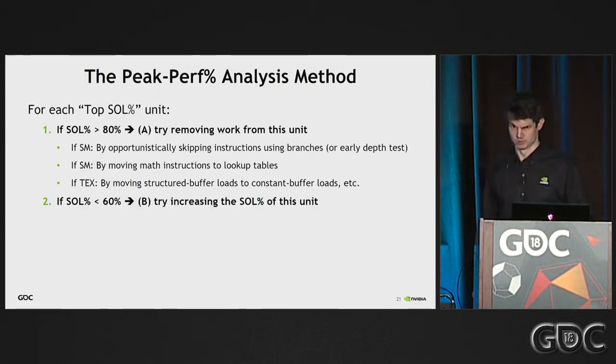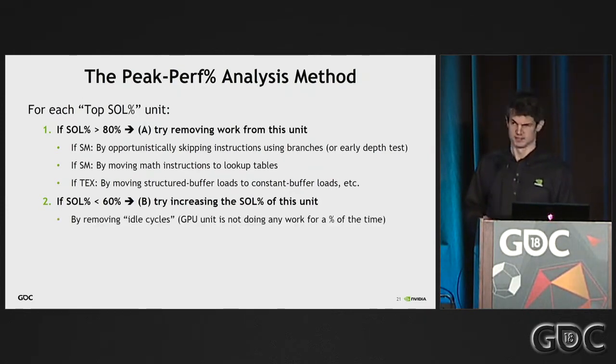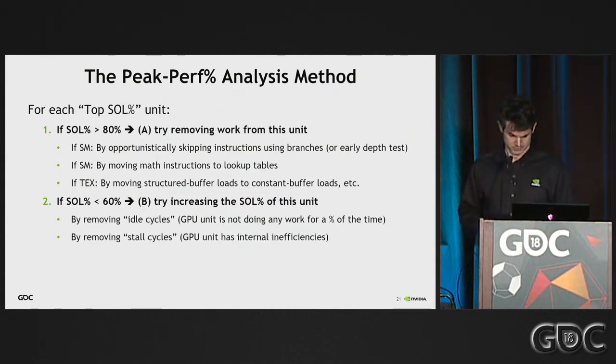Now, if the top SOL percentage is lower than 60%, that means this unit is doing poorly, is poorly saturated, and you should try to increase that SOL percentage somehow. There are multiple cases where the top SOL can be low like that. First case is idle cycles: for a fraction of the time in your workload, the unit is doing nothing. It's completely idle. That can happen, for example, if you're not feeding the GPU fast enough, or for other reasons, like draining the pipeline.